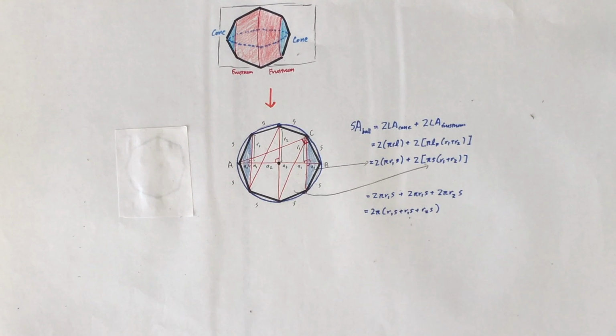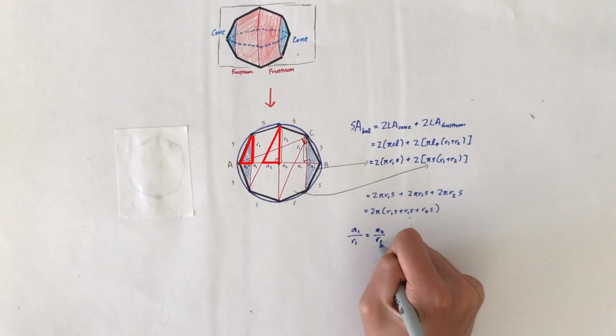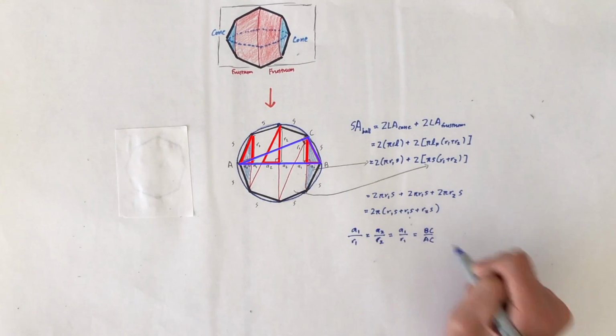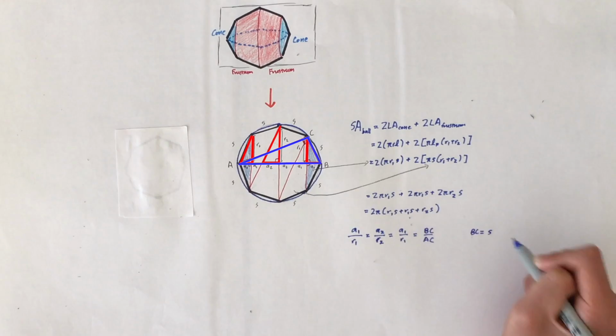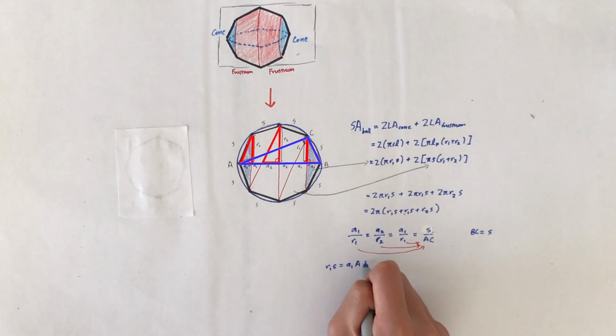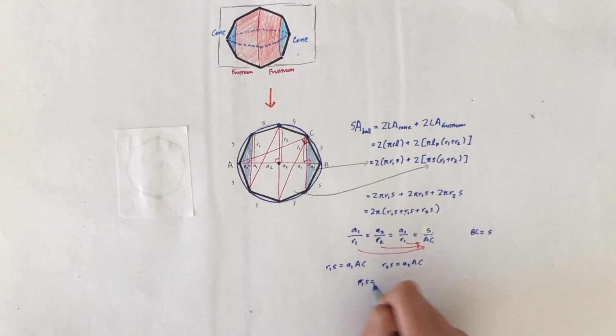Now, we know that all of the right triangles are similar, so we're going to use proportions in order to help simplify this equation even further. a1 over r1 equals a2 over r2 equals a1 over r1 again equals bc over ac. And we also know that bc is the same as the side length, so we can just substitute bc with s. Now I'll cross multiply all of them into the ratio of s over ac, in order to get that r1s equals a1ac, r2s equals a2ac, and r1s equals a1ac.